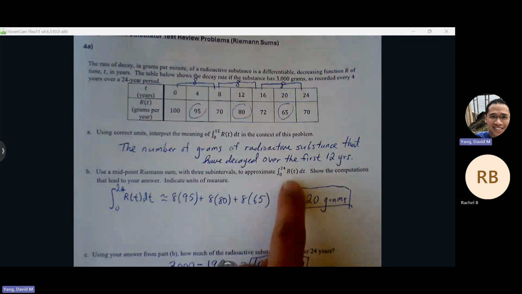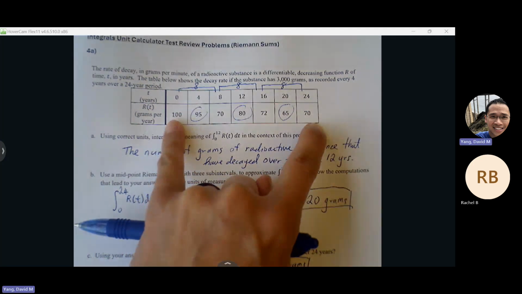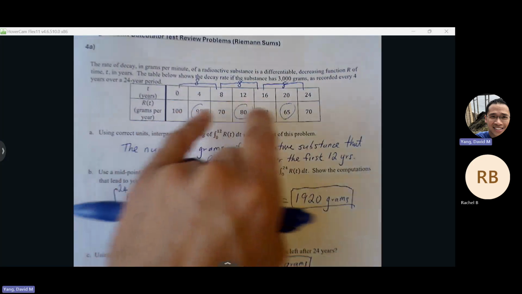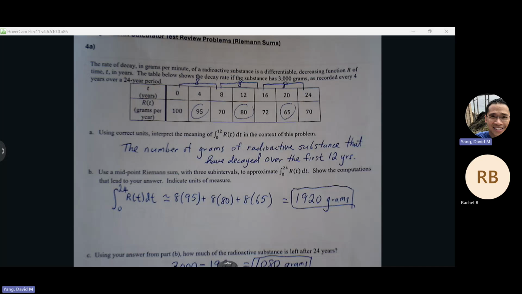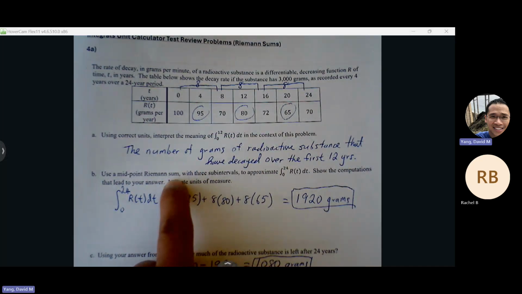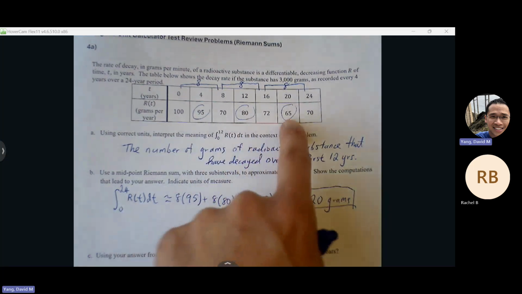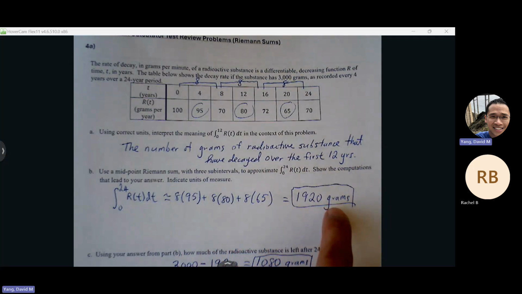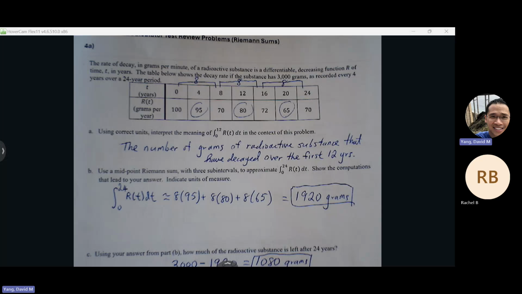So part B is asking basically for an approximation of the amount of radioactive substance that has decayed over this 24-hour period, or sorry, 24-year period. So we're extending our intervals here. So 0 to 8, 8 to 16, 16 to 24. And then we're just doing middle rectangles. So width times height, add up your areas of three rectangles, and then your units is grams.